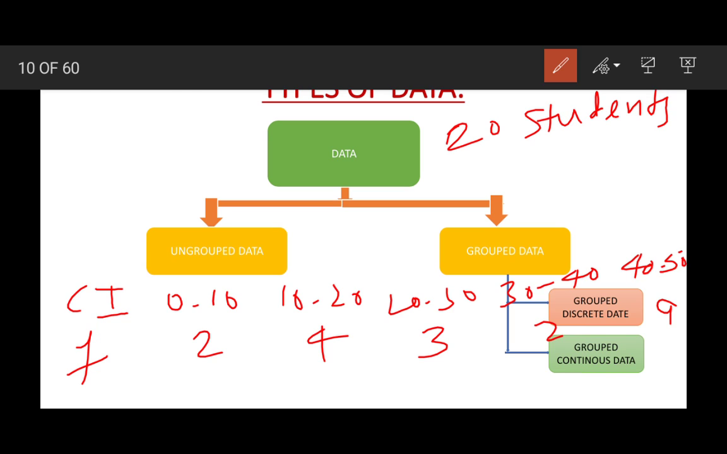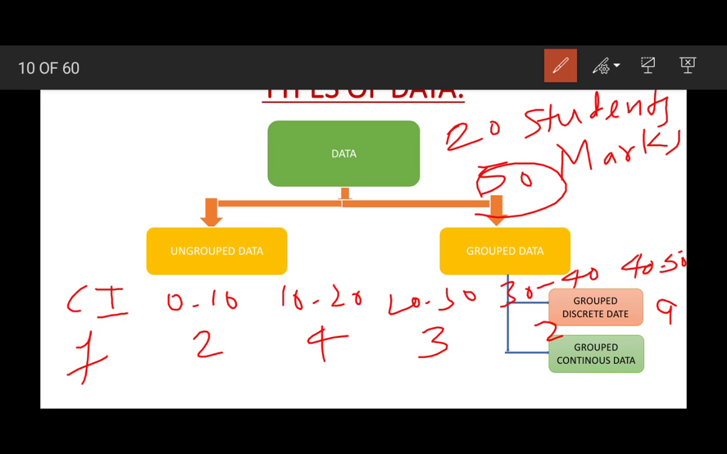20 students appeared for a test of 50 marks. Okay, now the test is for 50 marks. If I write 1, 2, 3, 4 marks till 50, then it is a very time consuming and very lengthy process.